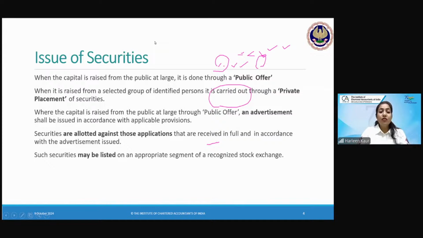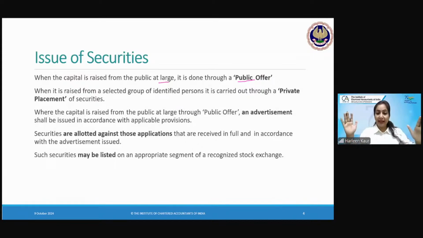So now, issue of securities. I just told you the meaning of public offer: when capital is raised from the public at large. I'm going to the public at large and asking, please come and invest in shares of my company. That is what I'm making: a public offer. There are different methods of doing that, but when I go to the market, to the public at large, I make a public offer.